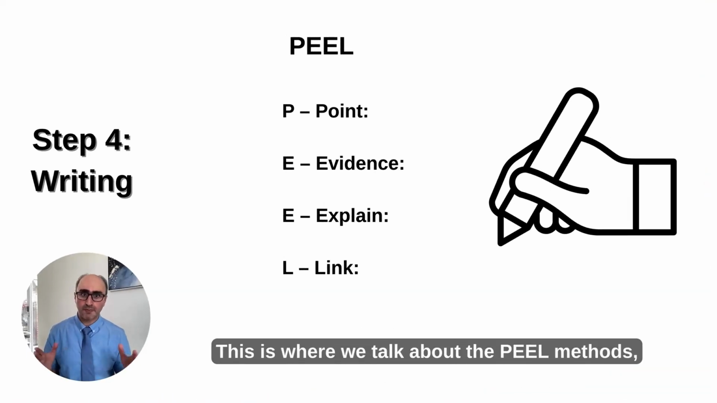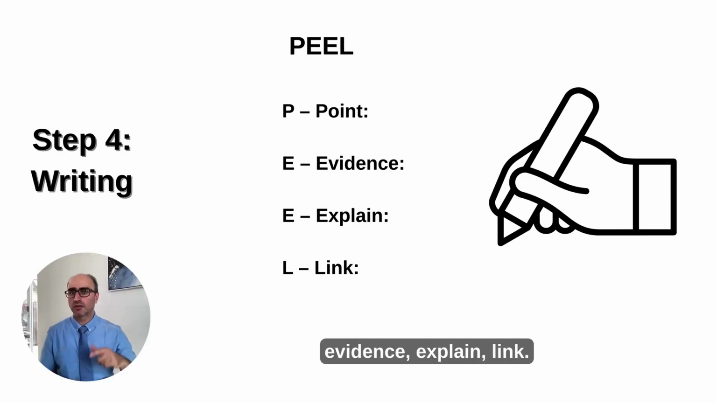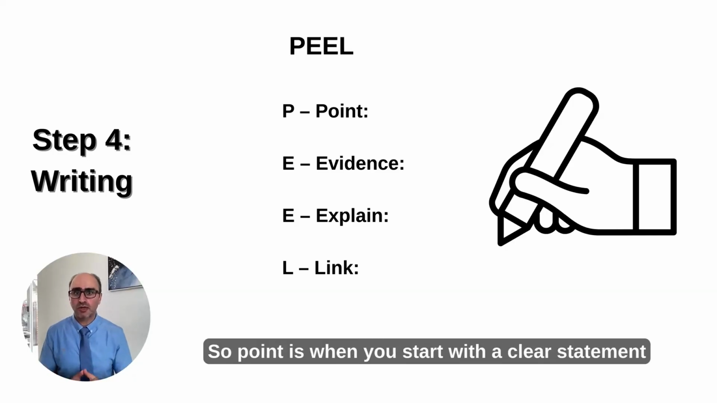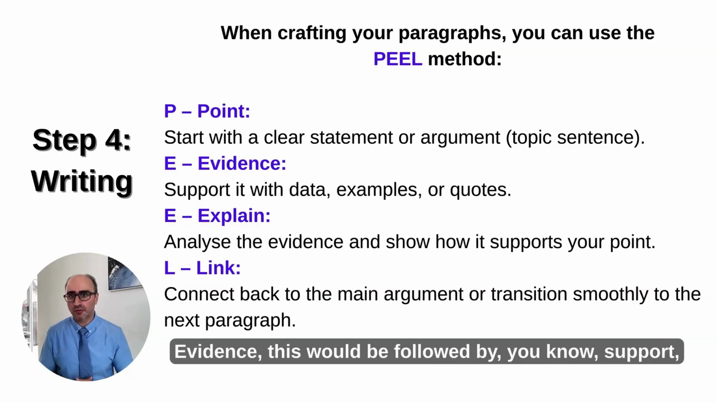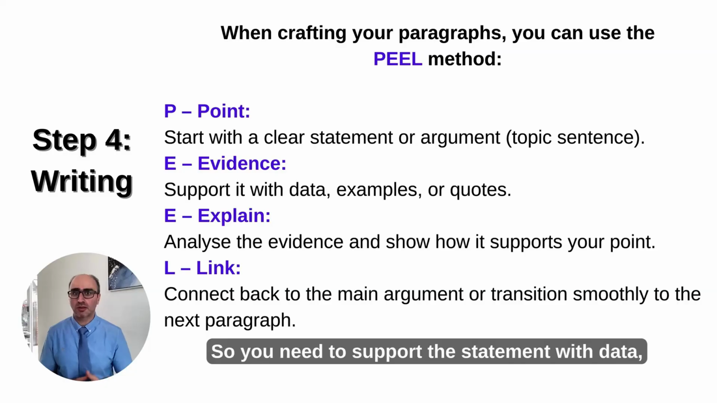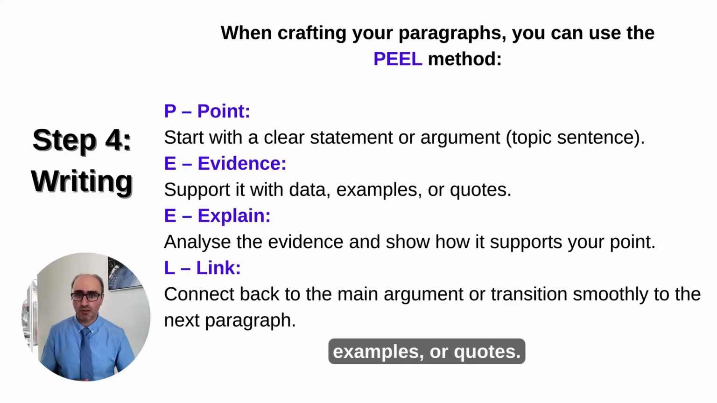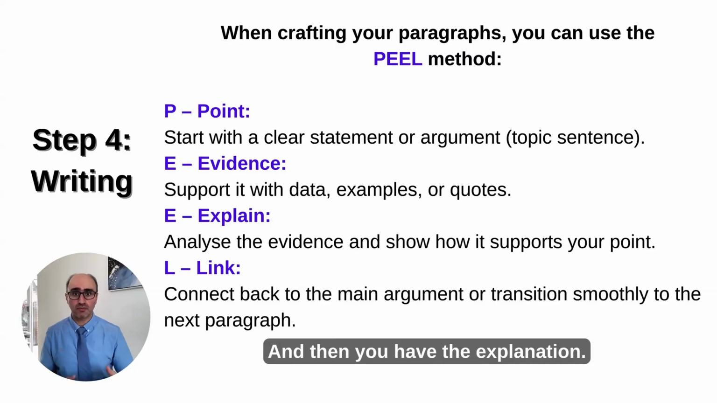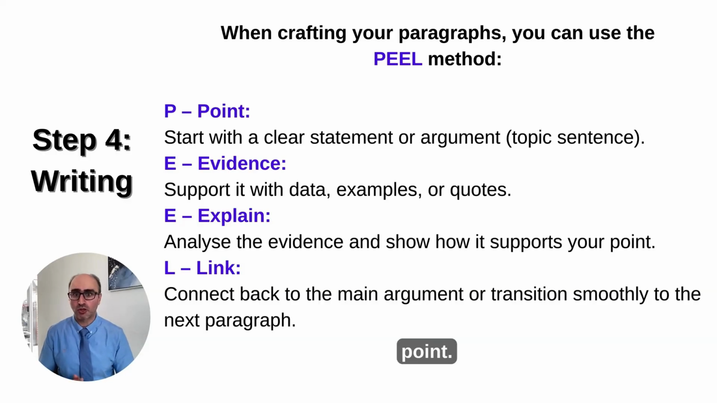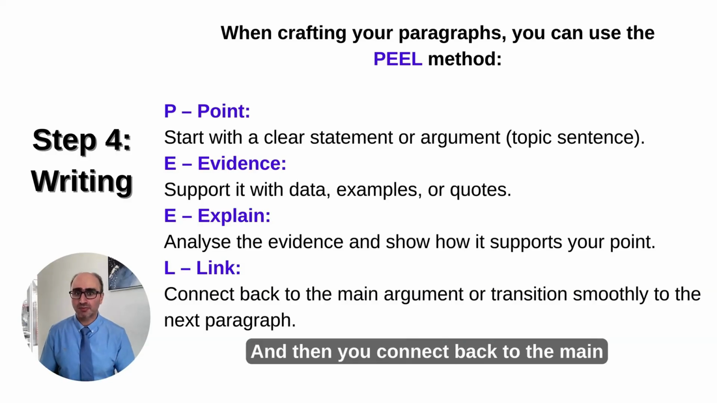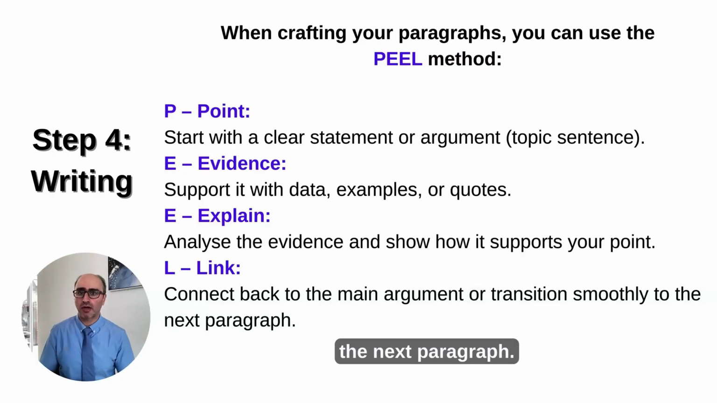That's where we talk about the PEEL method: point, evidence, explain, link. A point is when you start with a clear statement or argument. This is sometimes what we call a topic sentence. Evidence would be followed by supporting ideas, so you need to support this statement with data, examples, or quotes. Then you have explanation, where you analyze the evidence and show how it supports your point. And then you connect back to the main argument or transition smoothly to the next paragraph.